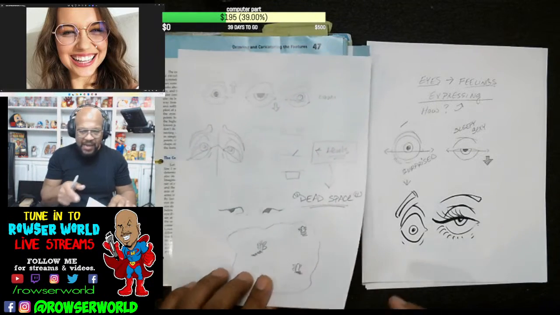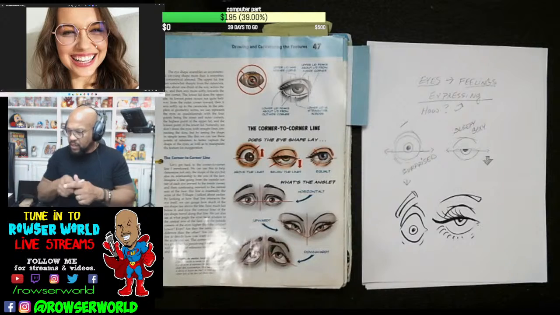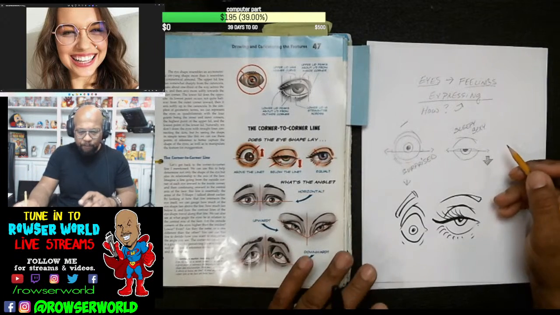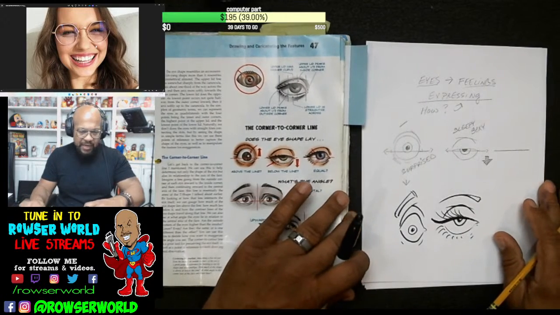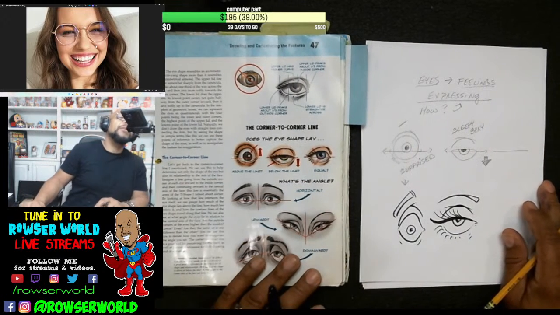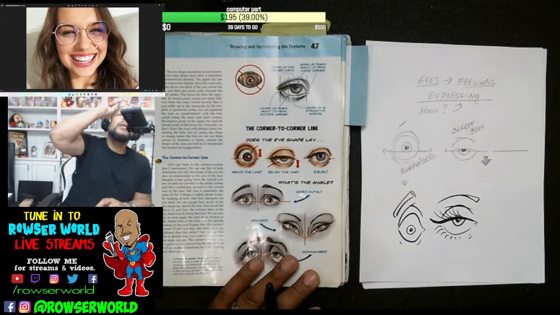So let me see here. Let's go with the last eye. So that's going to be another line here. I don't know if you guys can see that. Let me make sure you can. Oh yeah, you guys got a good angle there. Okay.